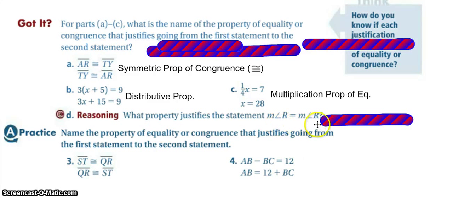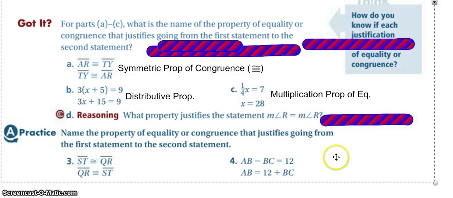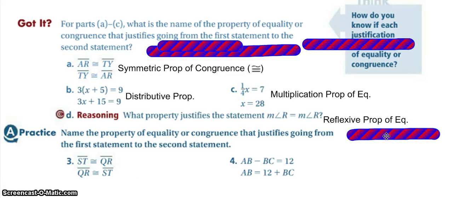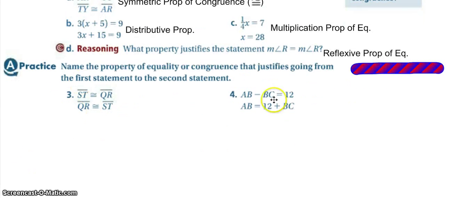And when something is equal to itself, think about when you look in the mirror. You see yourself. You are equal to yourself. So think about a reflection, but it's not reflection, it's reflexive. It's the reflexive property of equality. Go ahead and try your extra practice, 3 and 4 right here.